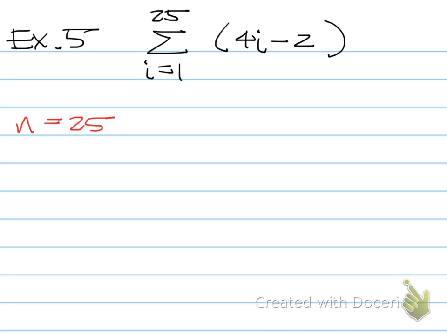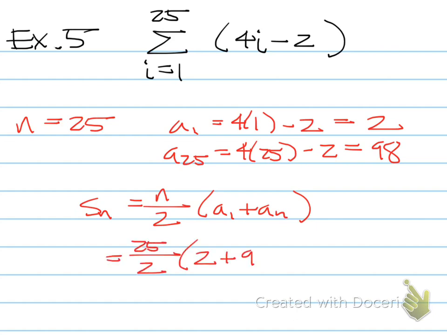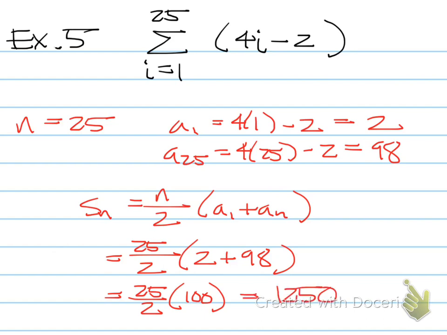So n is 25. For a sub 1, the first term, we just replace the i with 1. 4 times 1 is 4, 4 minus 2 is 2. So the first term in the sequence is 2. And the 25th term, the last term in the sequence, is 4 times 25 minus 2, or 98. We add those two numbers together, 98 and 2, to get 100, and multiply that by half the number of terms in the sequence. So 2 divides into 50 times... 2 divides into 100 50 times. 50 times 25 is 1250.